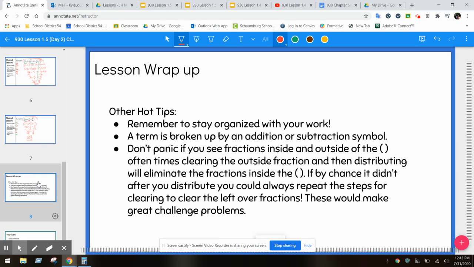Term, remember, is broken up by an addition sign or a subtraction sign. Don't panic. That's huge. I know some of these problems are going to look very overwhelming at first. You break them down, you look for fractions, you look for common denominators. These problems really are not going to be that overwhelming. Just make sure that if there's fractions left after your second step, you work to clear them. Keep clearing until they're gone, and then finish solving the problem.